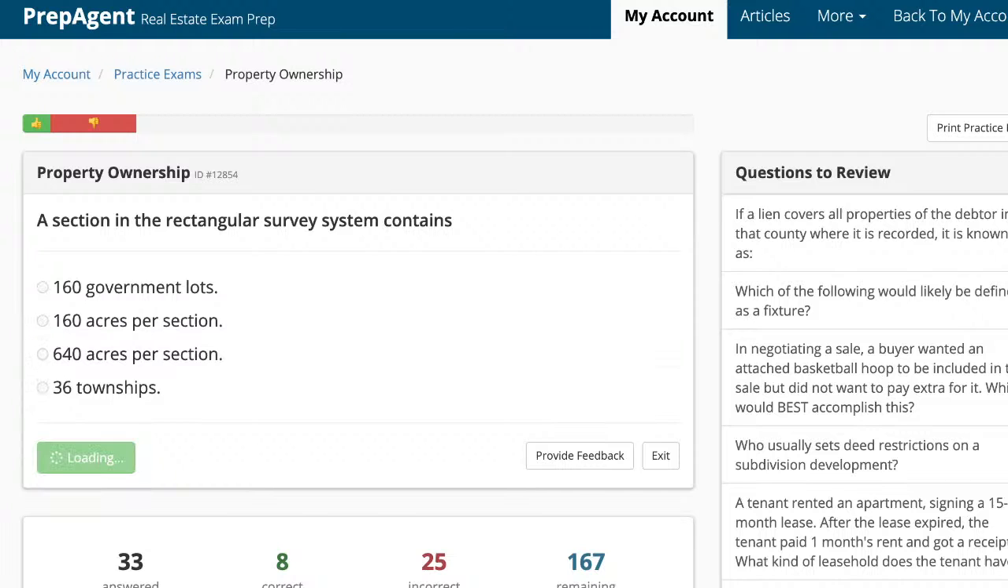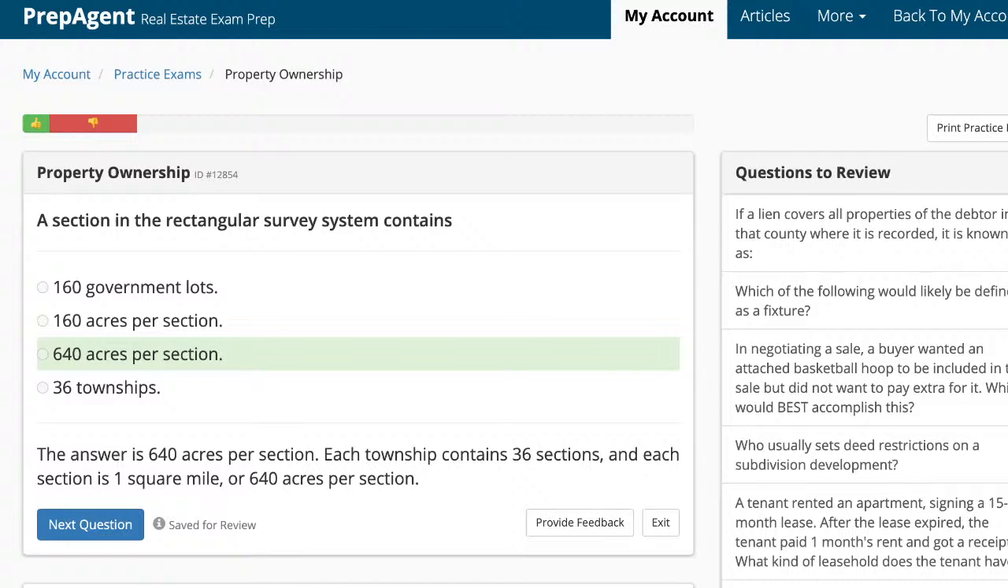Okay, moving right along. 640 acres per section. How big is an acre? What do you guys think? 43,560 square feet. Remember 7-11, flip the first 2, 3, 4, 5, 6, or you can just remember 43,560 square feet.